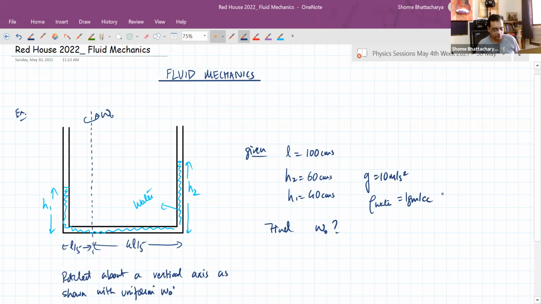So just try out this question, people. Numerically, we'll discuss soon. You have to apply the concept of radial pressure gradient, and from that you have to understand the pressure difference between the two corner points.